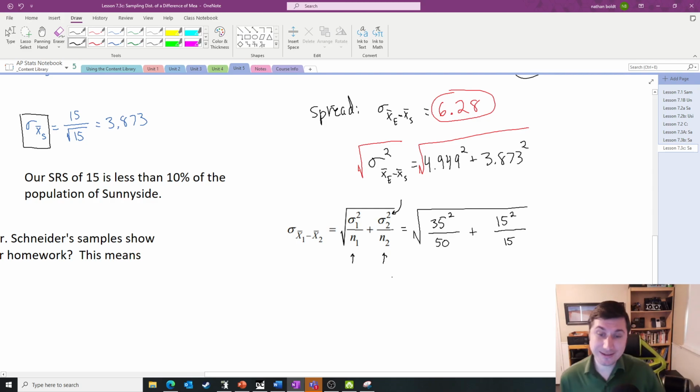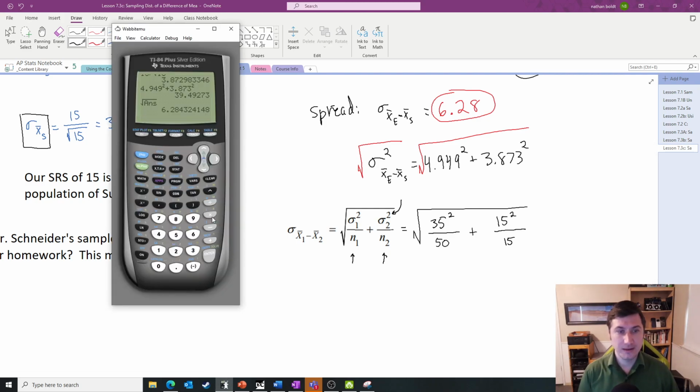And so if you plug this into your calculator, you will get the exact same answer, all right? I'm not a huge fan of big formulas like that, where you don't really know where the numbers come from, but if you're like, Bolt, come on, man, that's easier, then feel free to use it. So there's the inside of the square root. And then we take 39.5, 39.49, basically the same as our previous.